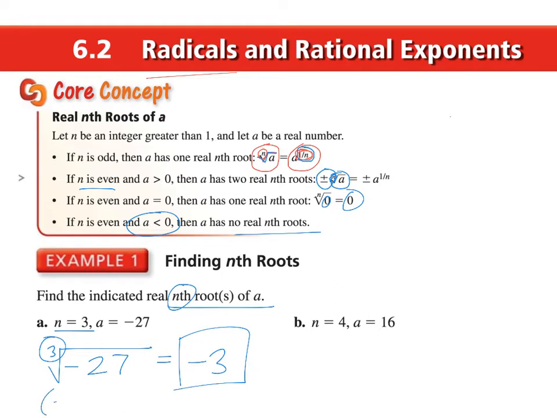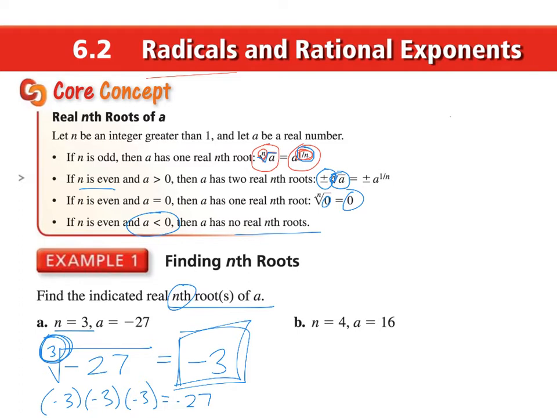Negative 3 times negative 3 times negative 3 is what? Negative 27, right? So that's what it means to take the third root of negative 27. How many times can you multiply a number by itself? 3 times to end up with negative 27. And that value is negative 3.